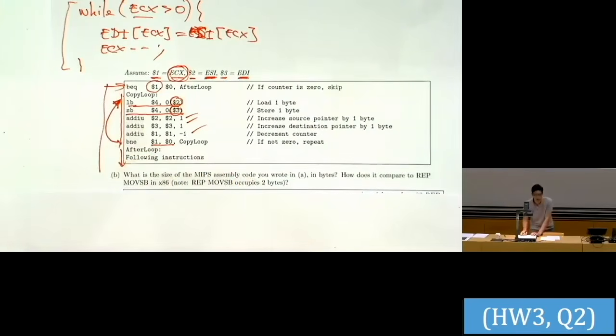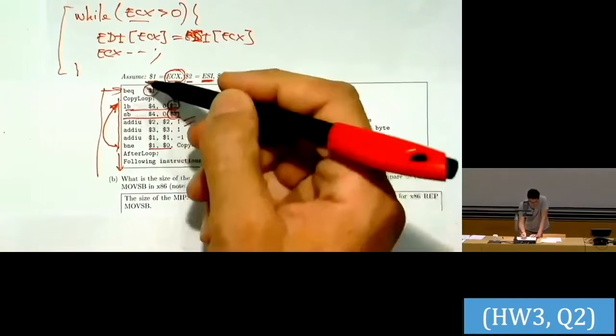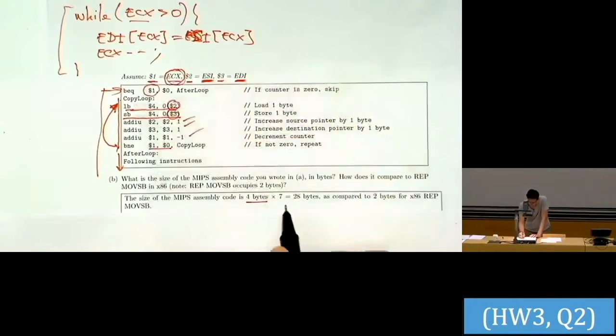Well, as you know, in MIPS, every instruction is stored in 4 bytes. And if you count the total number of instructions, this is 7. So the total size of this code is 28 bytes compared to the 2 bytes of the original instruction in the x86 ISA. Let me finish with this question and then we take our 15-minute break.